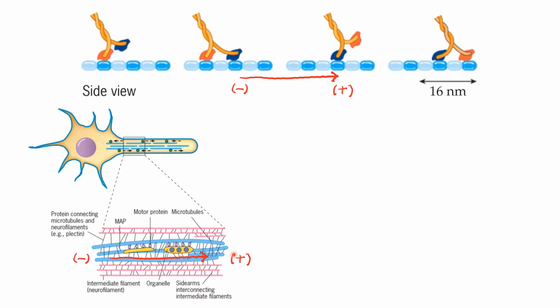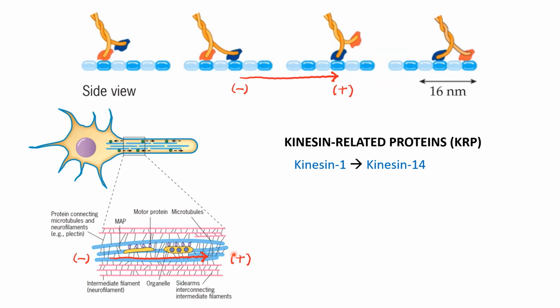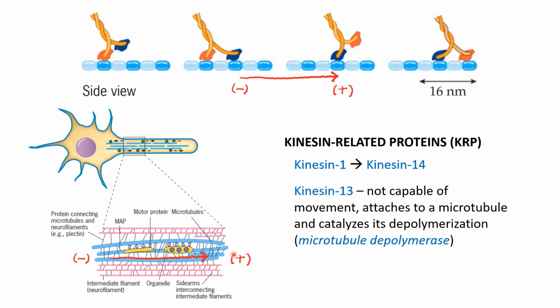And then there are other kinesins. There are actually 14 of them. Okay, but not all of them have exactly the same function. For example, kinesin number 13 is not capable of movement, but it acts as an enzyme to depolymerize microtubules. So microtubules can either be assembled or disassembled, and the disassembly is done by kinesin 13.